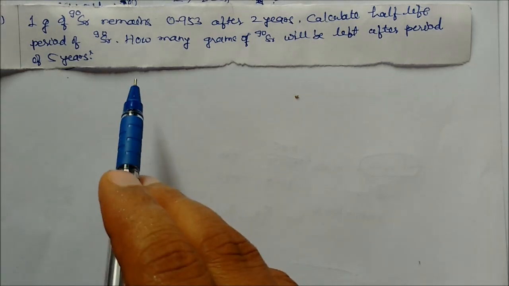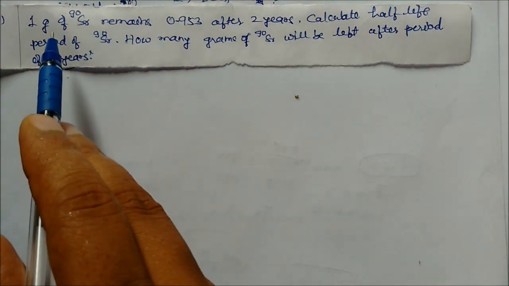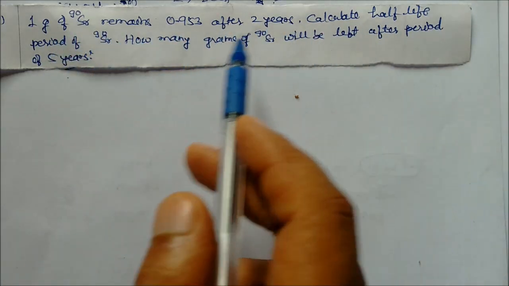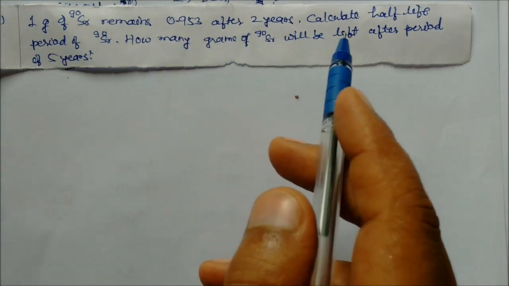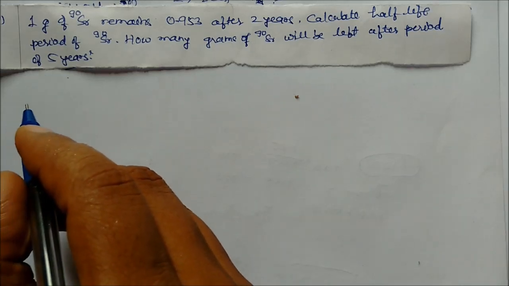Let us see the sub problem based on radioactivity, decay and half-life. 1 gram of strontium 90 remains 0.953 after 2 years. Calculate the half-life period of strontium 90 and how many grams of strontium 90 will be left after a period of 5 years. So here we can solve it.